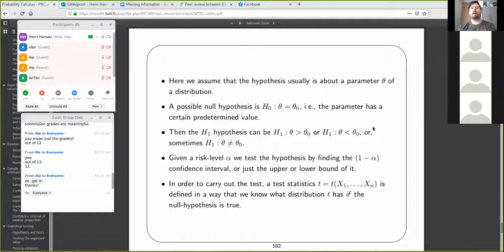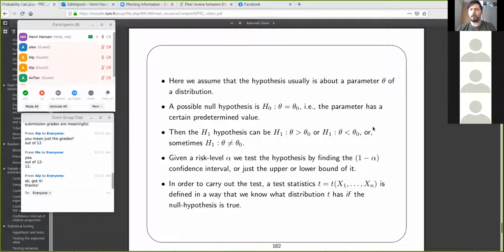Given that this is a null hypothesis, the alternative hypothesis can be that it's greater than this, or it's smaller than this, or sometimes that it is just different, not the same. Given a risk level alpha, we test the hypothesis by finding the confidence interval, either the confidence interval or just the upper or lower bound of the confidence interval. One or the other, or both.